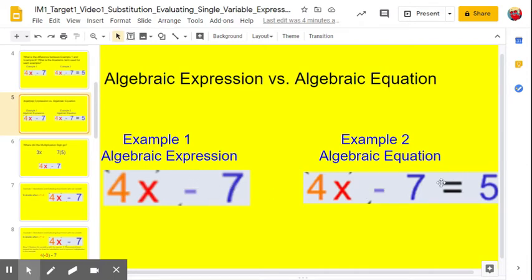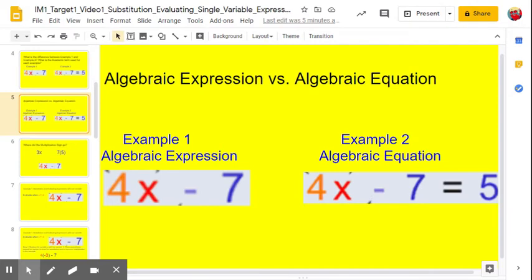So typically, an algebraic equation, you have an expression equal to a constant, or you can have an expression equal to another expression on the right side. Key difference between these: an algebraic expression, we cannot solve for x. I can't say solve for x in this problem. I can solve for x in example 2, 4x minus 7 equals 5. We can go through a process to simplify and solve for x.